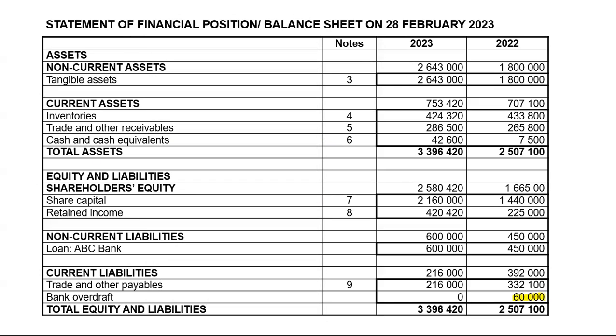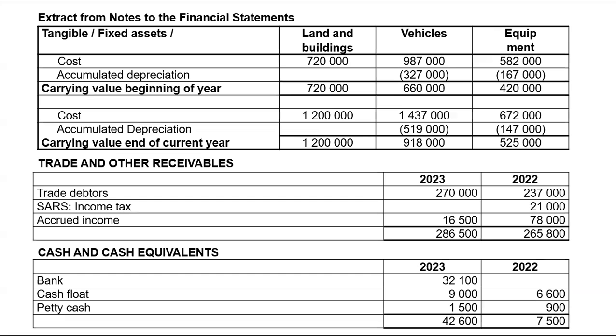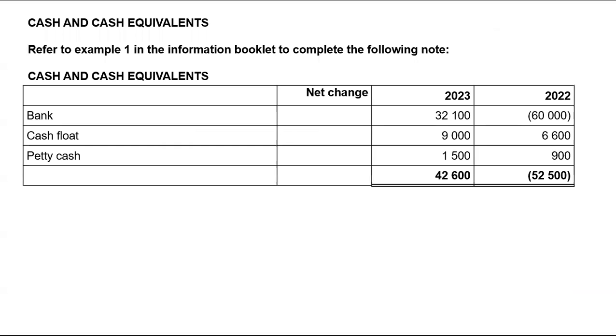For this year, obviously, we take it straight from your cash and cash equivalents. Our cash and cash equivalents for this year was 42,600. Now it moved from negative 52,500 to 42,600. So there was a cash inflow, and we need to calculate that by preparing our cash and cash equivalents note. Okay, so basically for bank, you will take 32,100 minus 60,000.